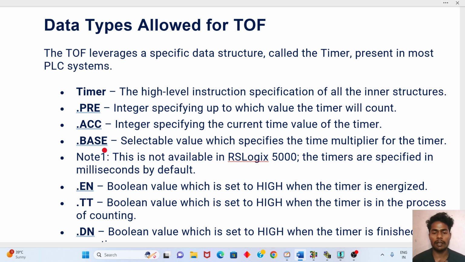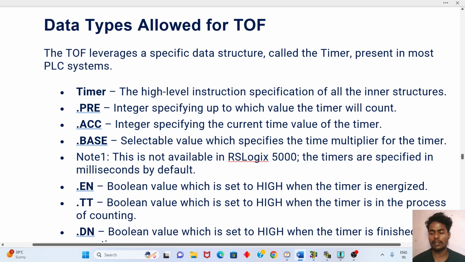Base is a selectable value which specifies the timer multiplier for the timer. It means where you select the time base, like 1.0, 0.01, 0.001. And note, this is not available in RSLogix 5000 and Studio 5000. And by default, it is in milliseconds.